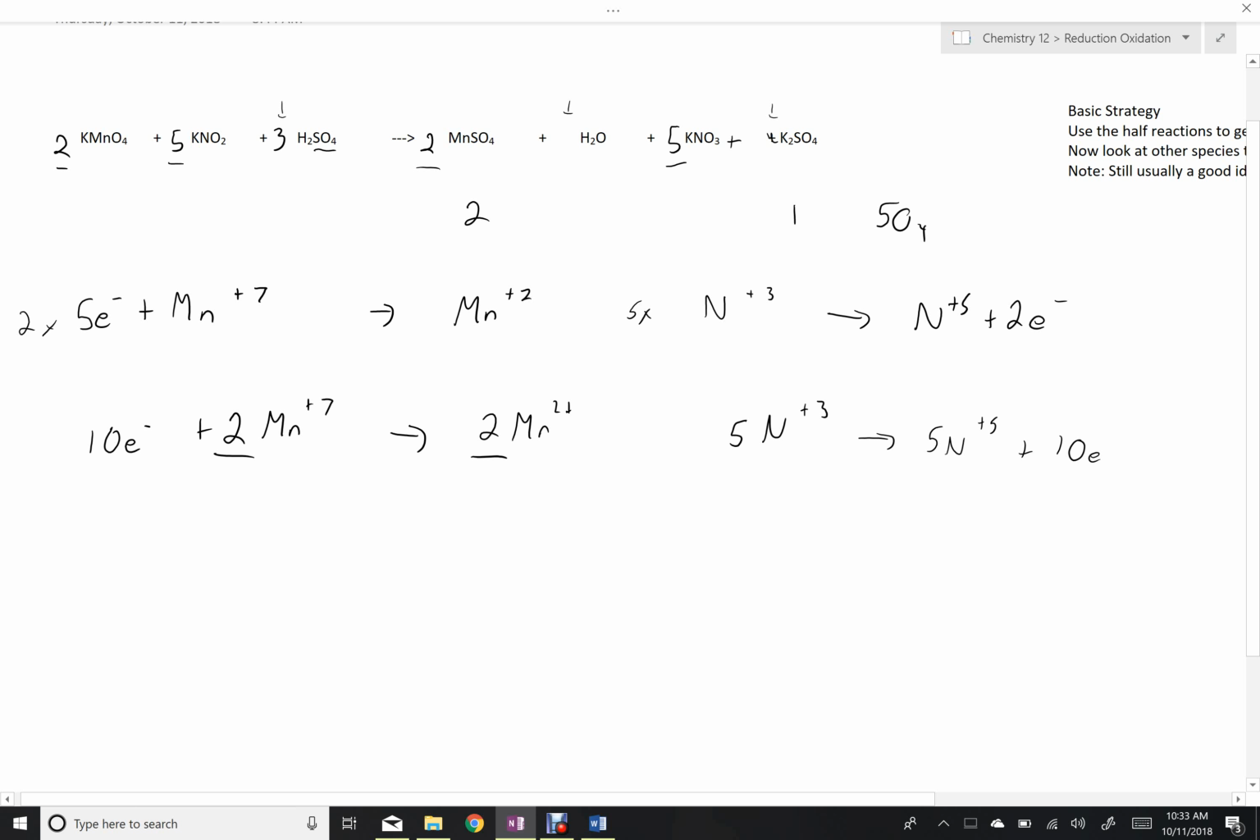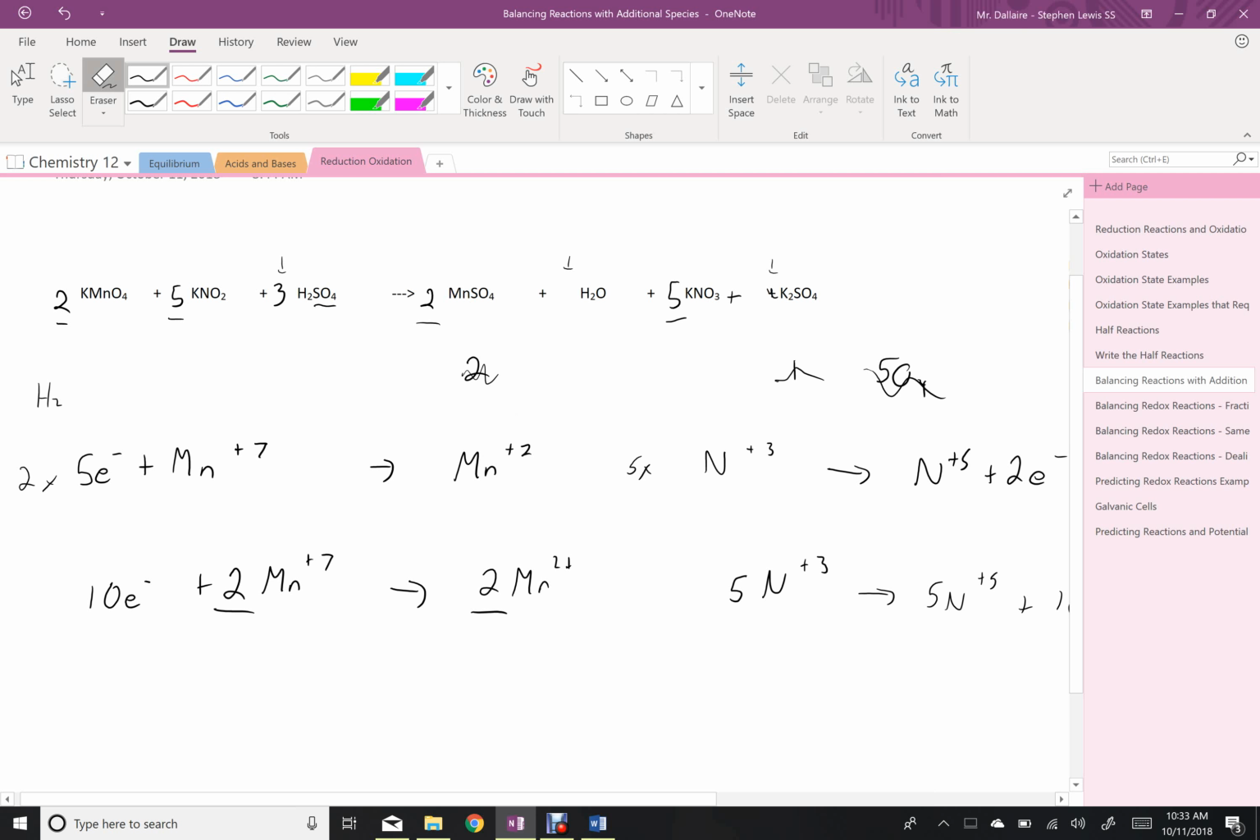Having done my sulfates, I'm going to work on my hydrogens because there aren't that many hydrogens in this particular example. I have 6 hydrogens over here. I'm going to erase again so it doesn't get confusing. Now working with hydrogen, I have 6 over here, and I only have 2 over here.